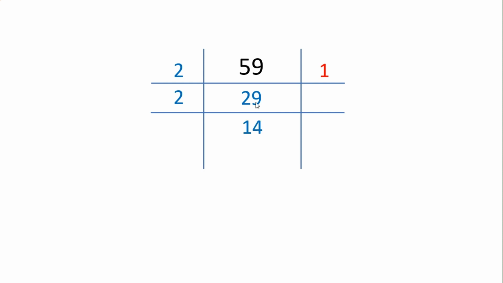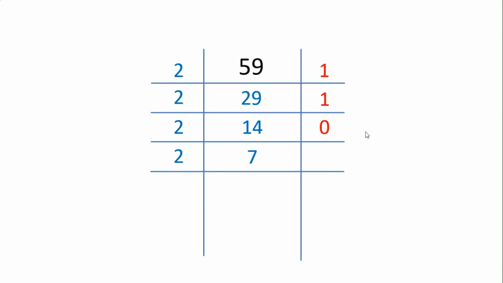So again, write 2 here. 2 times 14 is 28, remainder is 1. Again write 2 here. 2 times 7 is 14, remainder is 0. You keep on writing remainders to the right. Again write 2 here on the left. Divide the 7 by 2, you get 3 as quotient and 1 as remainder. Again write 2 here, and you divide 3 by 2, you get 1 as quotient and 1 as remainder. So here you have converted 59 to binary number system.